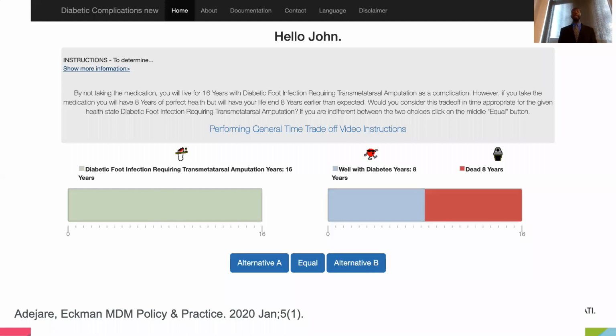Now, let's talk about the time trade-off. One of the best things about the tool that can be implemented in the time trade-off is that we can go in using the patient's demographics and link up to the Centers for Disease Control and Prevention CDC life tables. From those life tables, we can bring up life expectancy tailored to that patient. In this case, we have 16 years as their life expectancy.